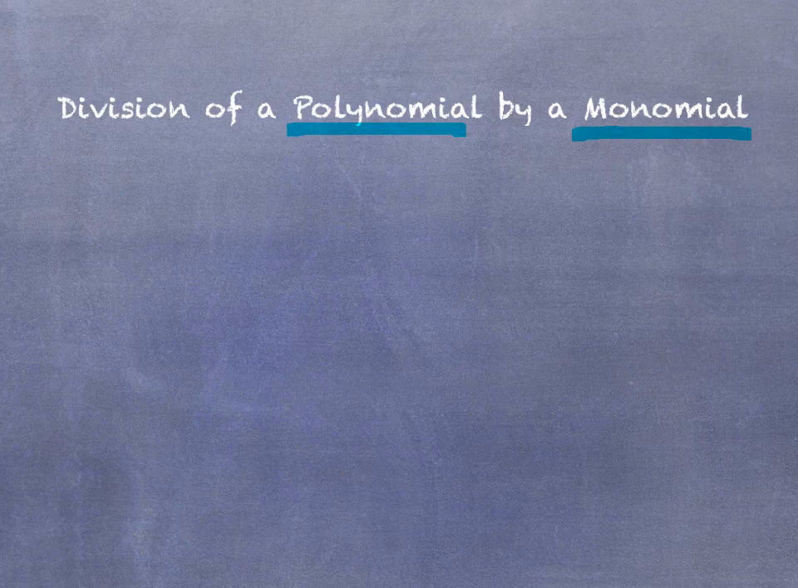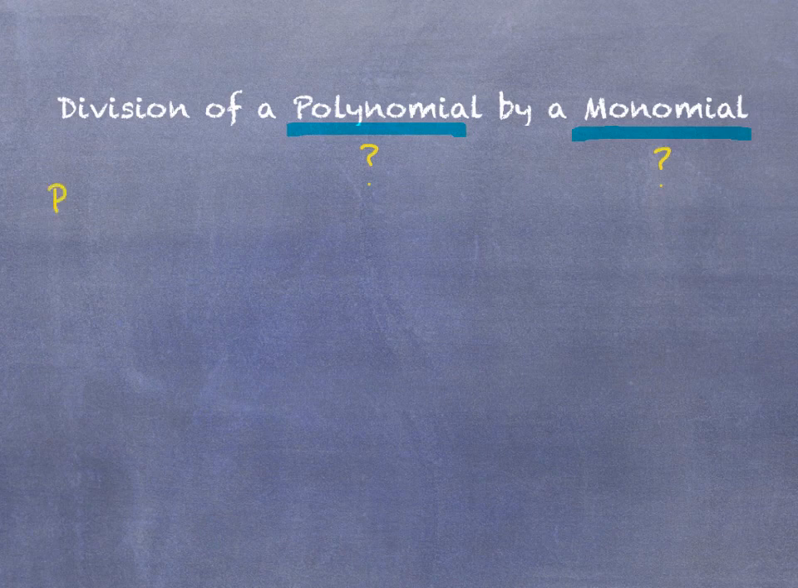Hello everybody, this lesson is on division of a polynomial by a monomial. For this lesson though, you need to know some of the previous things that we've learned, like exponent rules for negative and rational and general exponents. So the first thing that I'm going to ask you in this lesson is, what is a polynomial and what is a monomial, and what is the difference between the two?